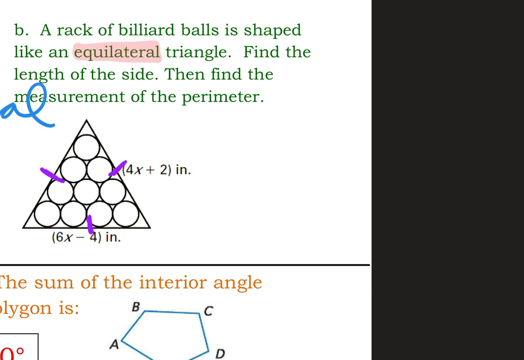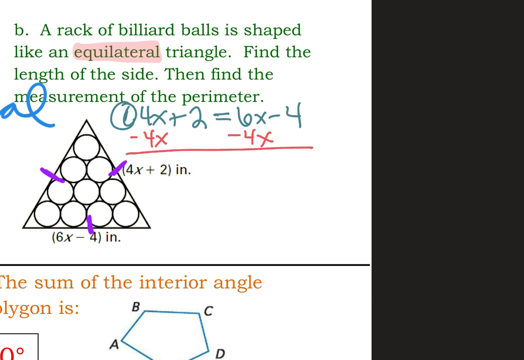We have 2 equations there. But what do we know about these 2 markings? What do they tell me about the 2 sides? That they're equal. Good. And anytime anything's equal, how do we solve for it? We set it equal. Good. So our first step is we're going to take 4x plus 2, and we're going to set it equal to 6x minus 4. All right, I always move the smaller x over, so I'm going to subtract 4x from both sides. That's going to give us 2 is equal to 2x minus 4.